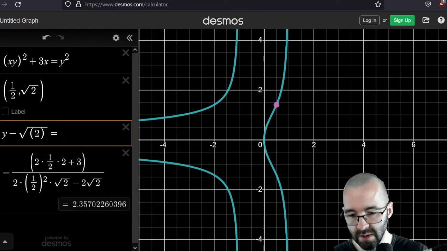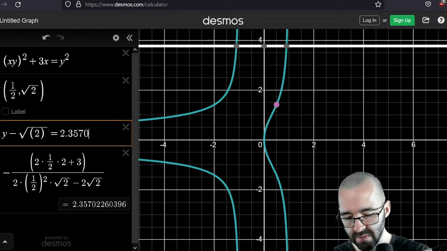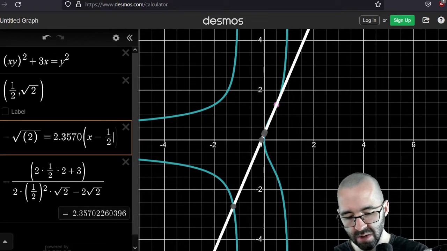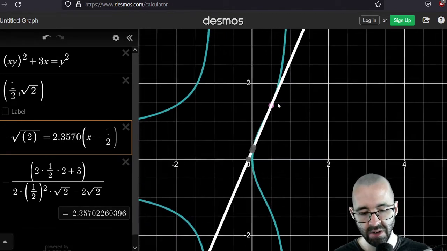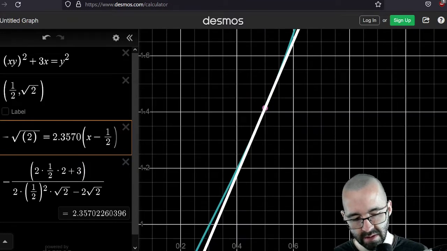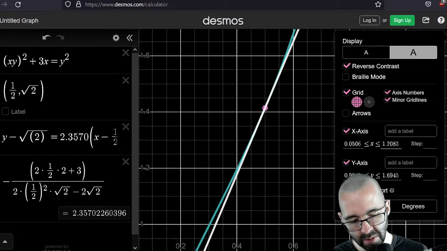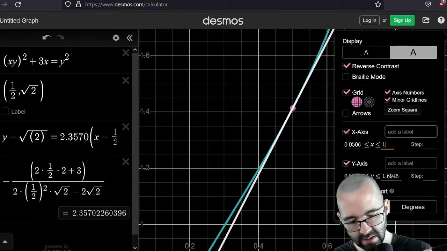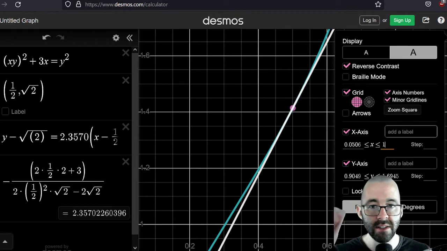So the slope is about 2.3570 times x minus the x coordinate. And hopefully that's the tangent line at this pink point. Could zoom in a little bit on the x coordinate. And you can see that, yeah, we got a tangent line right here.